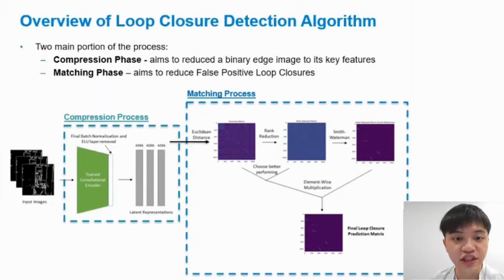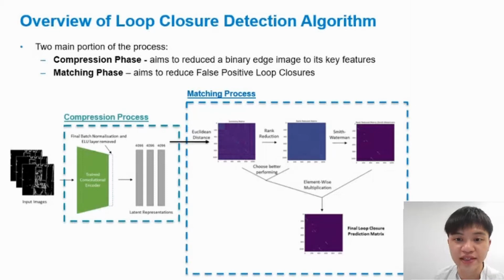Our loop closure detection algorithm consists of 2 steps. First is the compression phase and second is the matching phase. Why do we need a compression phase? Our input binary edge images are of size 256 by 256. So we have almost 65,000 values, each representing a pixel in the input image.